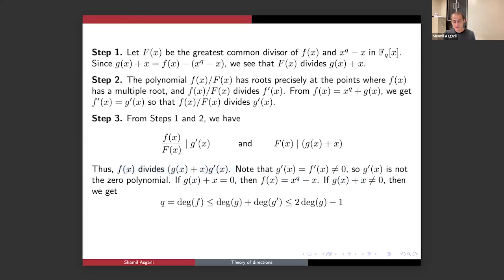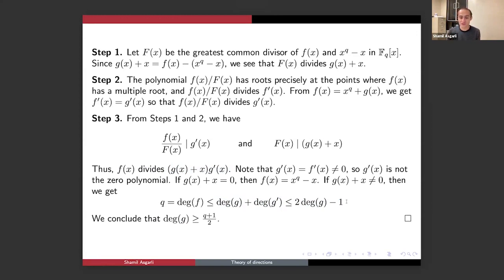From this divisibility relation, I'm assuming that this is not 0, and we already know this is not 0, we can look at the degrees. Degree of f of x is q, plainly. And degree of f of x must be at most the degree of this product, which is degree of g plus degree of g prime. But degree of g prime is at most degree of g minus 1. So it follows that the sum is at most degree of g plus degree of g minus 1, or equivalently 2 times the degree of g minus 1.